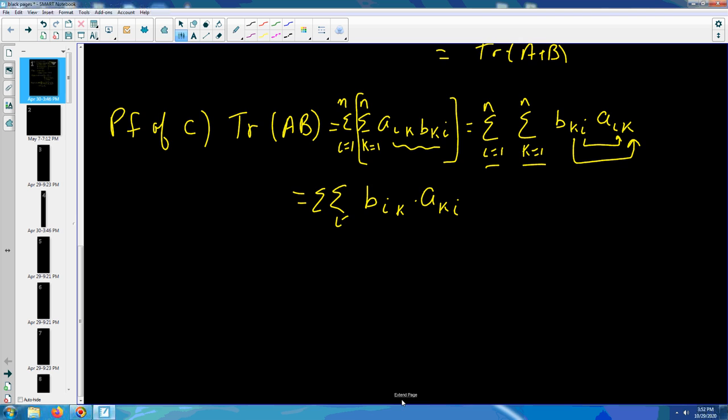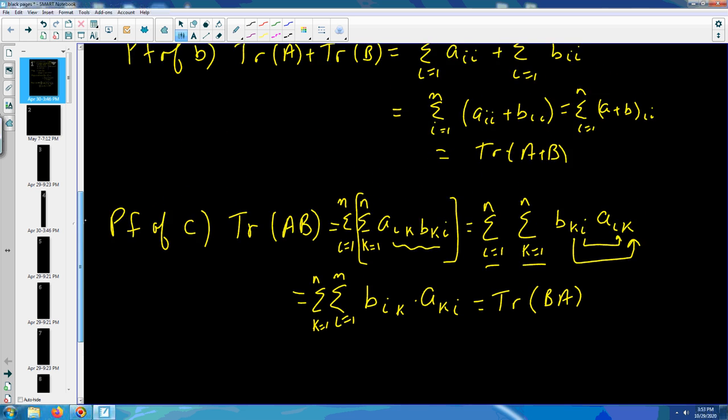Where maybe now we'll switch the I and the K here. Summation as I goes from 1 to N, summation as K goes from 1 to N. But this is the trace of B times A. That is the proof of letter C.